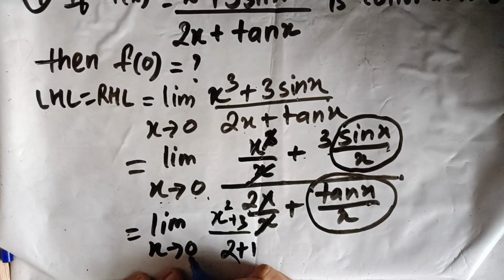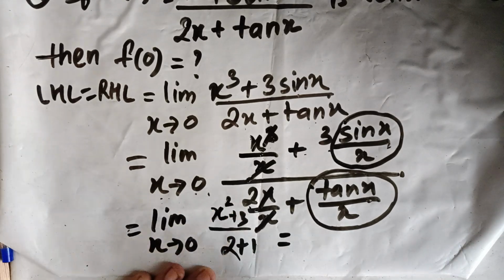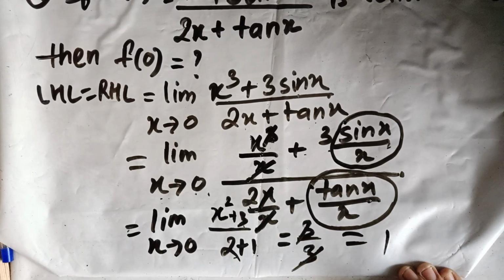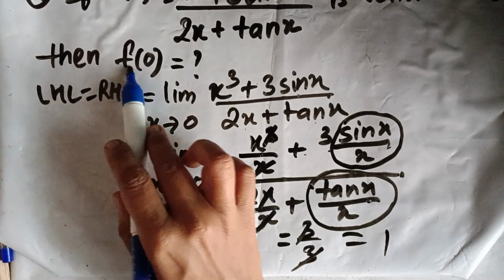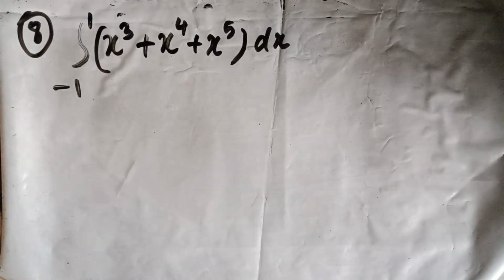Okay. Now taking the limit, that is x tending to 0, you will get in place of x cube, x square you have to put 0. So here 3 upon 2 plus 1, 3. So your final answer is 1. At x equal to 0, f is 1. Okay. Next question. So here you have to integrate and then put the limits.